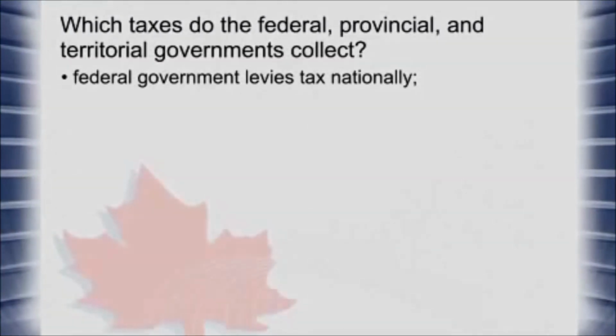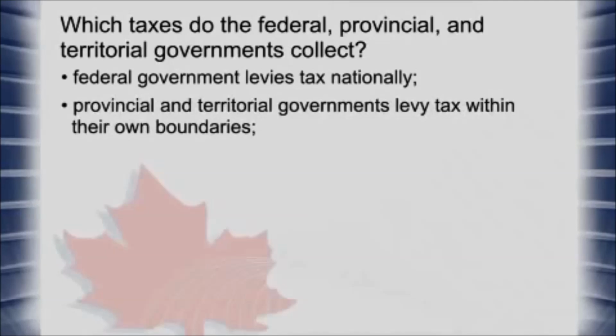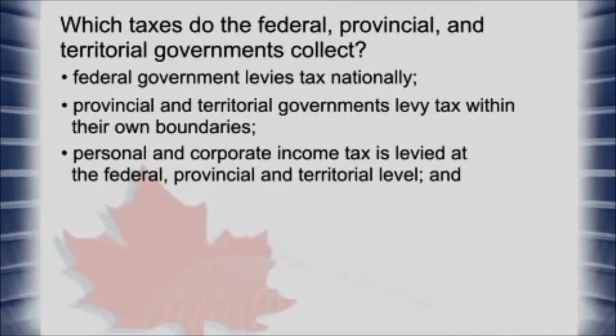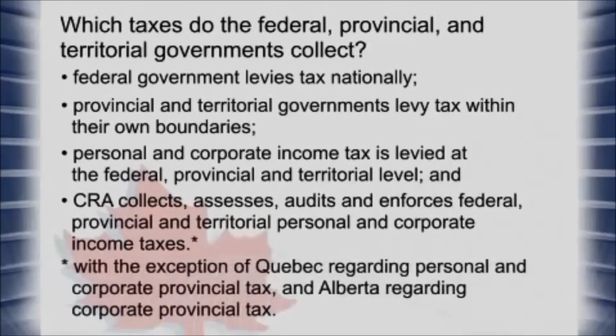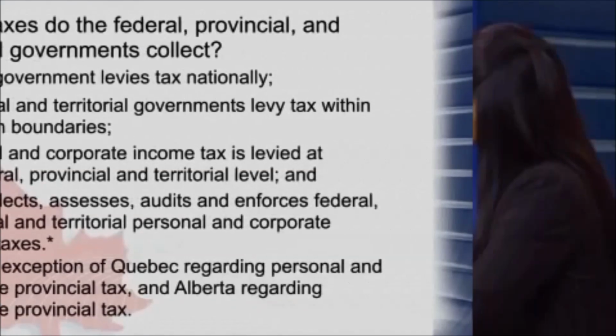Which taxes do the federal, provincial, and territorial governments collect? The federal government levies tax nationally, and the provincial and territorial governments levy tax within their own boundaries. Personal and corporate income tax is levied at the federal level and at the provincial and territorial level. The CRA collects, assesses, audits, and enforces federal, provincial, and territorial personal and corporate income taxes, except for the province of Quebec regarding personal and corporate provincial tax, and the province of Alberta regarding corporate provincial tax.